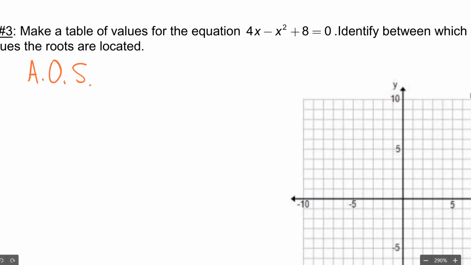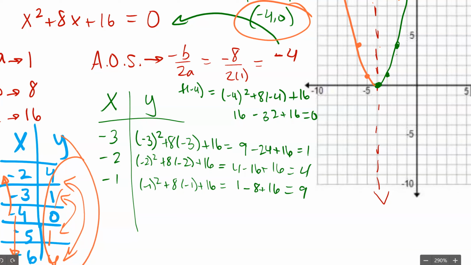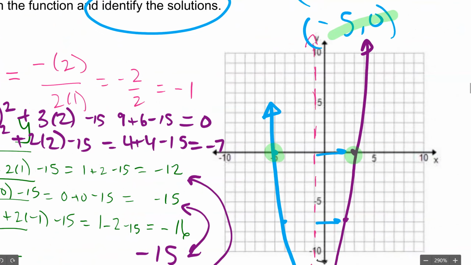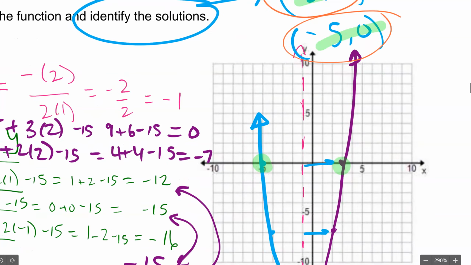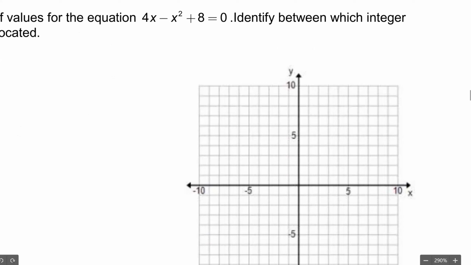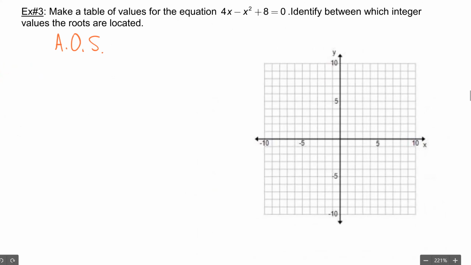But the difference is our 0 up here was a nice integer number, -4, 0. Up here, our solutions were nice integer values, 3, 0 and -5, 0. When I come back down here, this is not going to be. I have to say between which two integers the roots are located. It's a little different, but it's the same process.